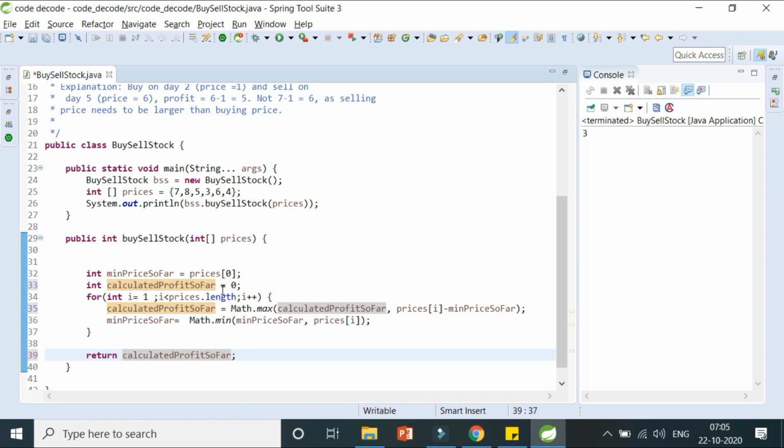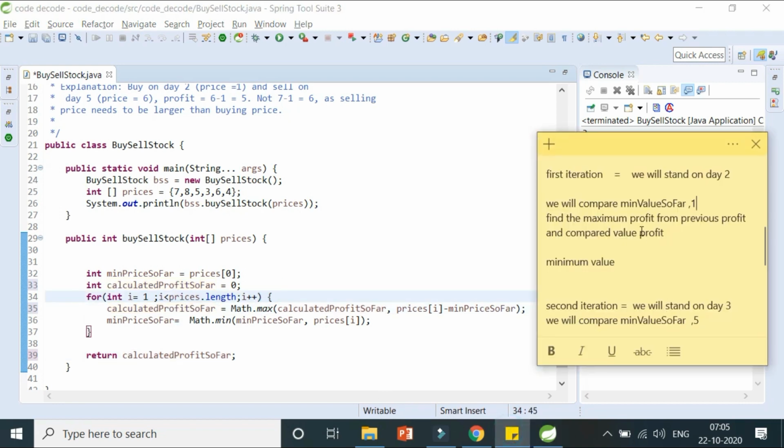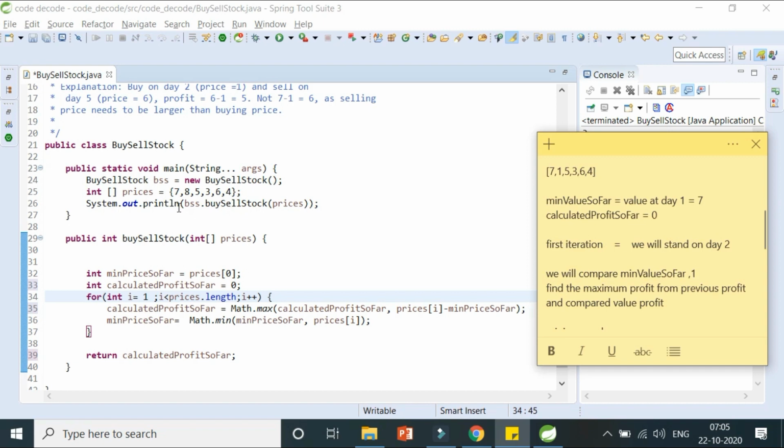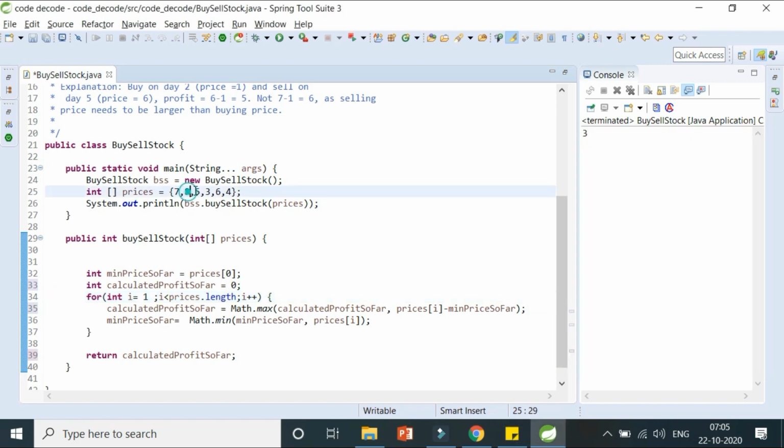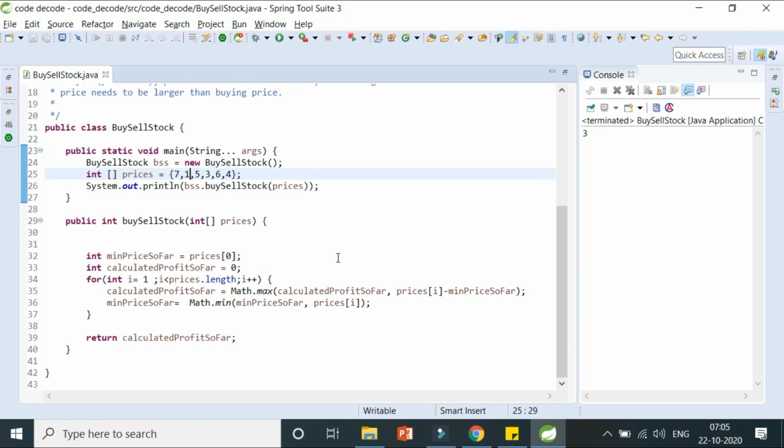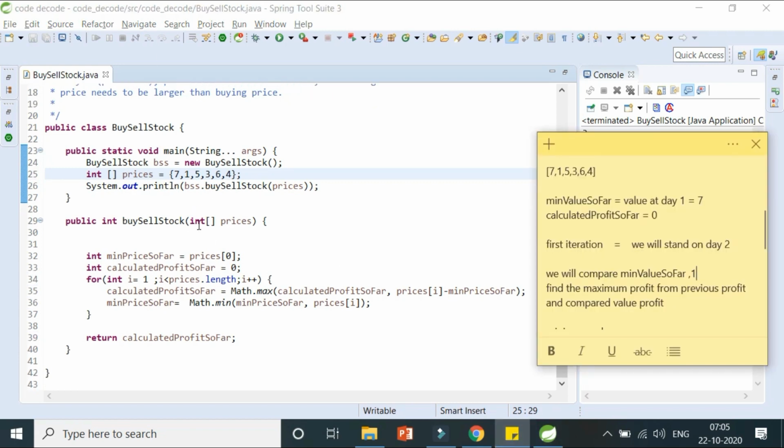Let me explain this for loop once again to you. This is the calculated profit. In the first iteration we will stand on day 2, that is, the price of the stock is ₹1 and the minimum price so far is ₹7. Our calculated profit initially was 0, so we are comparing 0 comma prices[i], that is 1 minus 7, so minus 6. So we are comparing 1 comma minus 6.